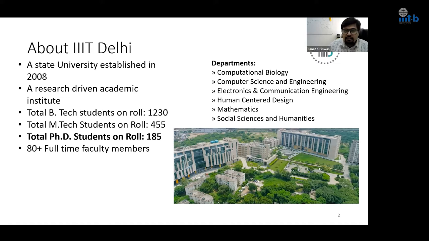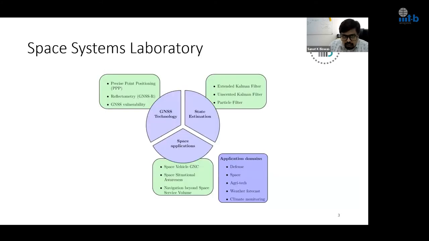Apart from that, we have various research centers as well as individual research laboratories. I belong to the Space Systems Laboratory, where we work on mainly three different areas: GNSS technology, state estimation, and their application in space. In GNSS technology, we work on reflectometry, precise point positioning, and GNSS vulnerability. In state estimation, we try to develop new and modify existing estimation algorithms for space applications, or in general, nonlinear state estimation problems. Sorry, what is GNSS? GNSS is Global Navigation Satellite Systems.